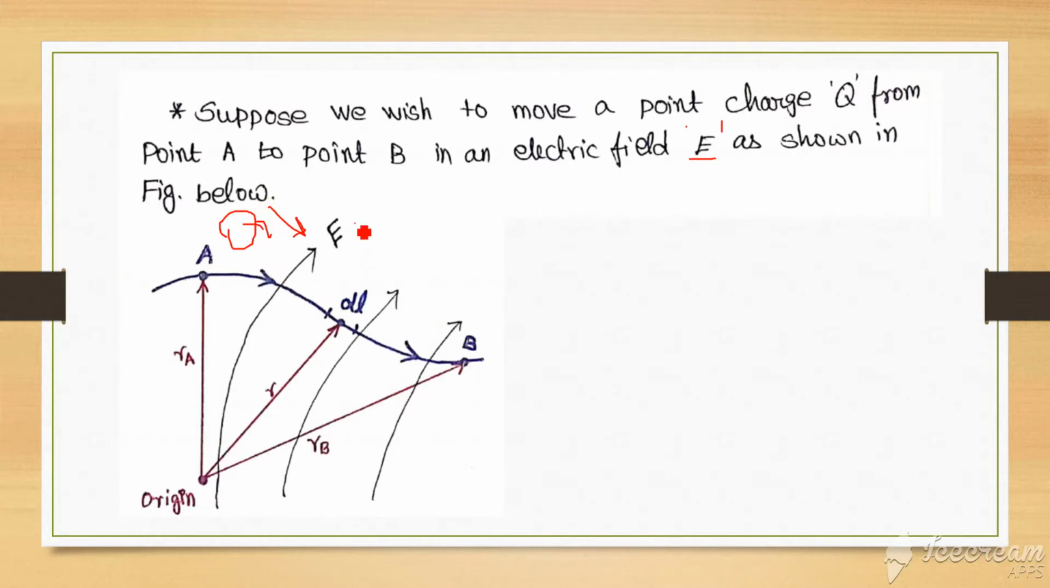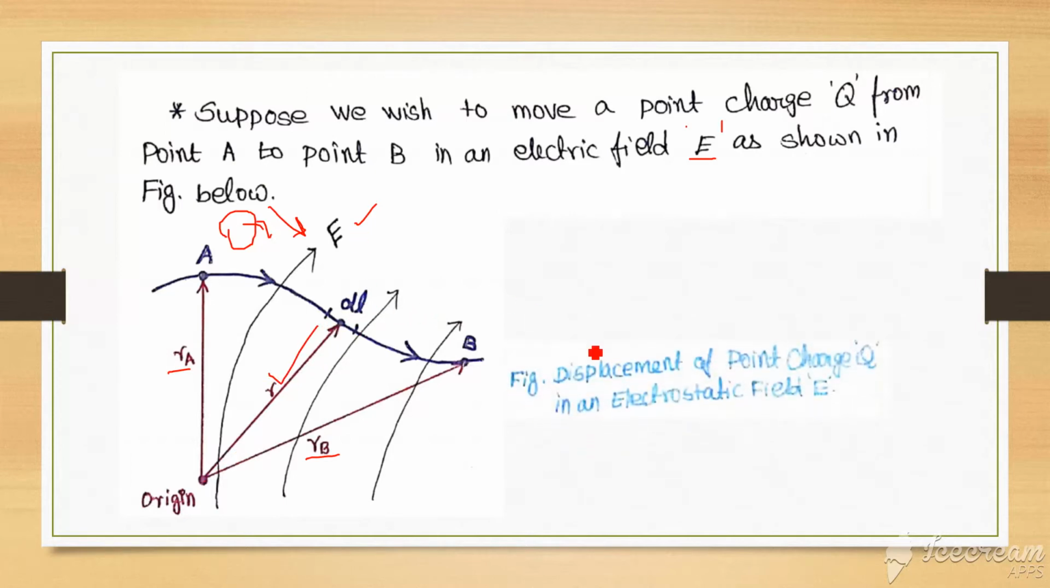So in the electric field E, here this point is the origin. The distance from the origin to point A is taken as R suffix A. The distance from the origin to point B is taken as R suffix B. Now along the path A to B we take a small differential length dl. The line joining the origin to dl is taken as R. So now we need to find the expression. This figure shows the displacement of point charge Q in an electric field E.